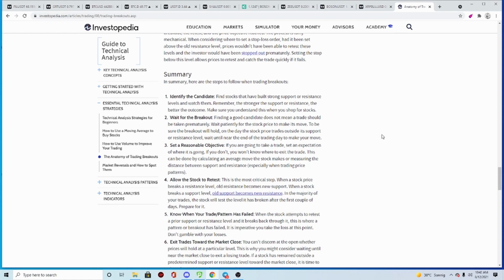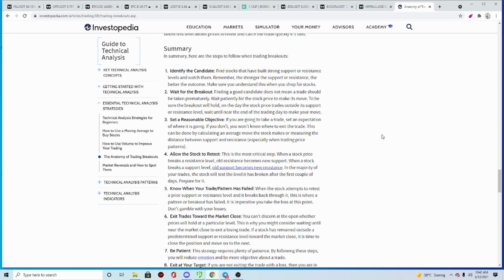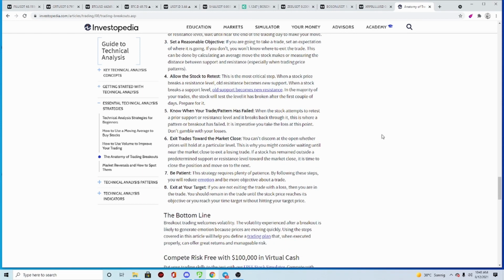Just to sum everything up: identify your asset. Wait for the breakout. Set reasonable targets. Allow for the asset to retest. Know when your trade has failed. Exit your trades toward market close.